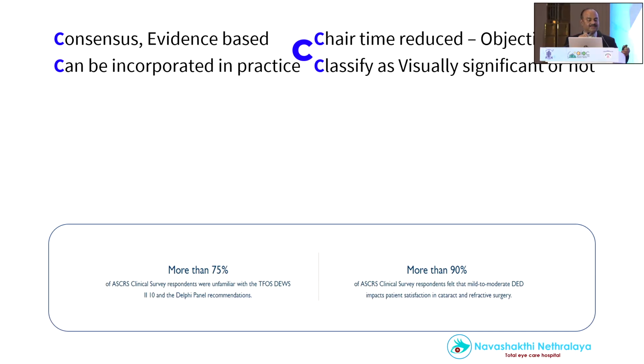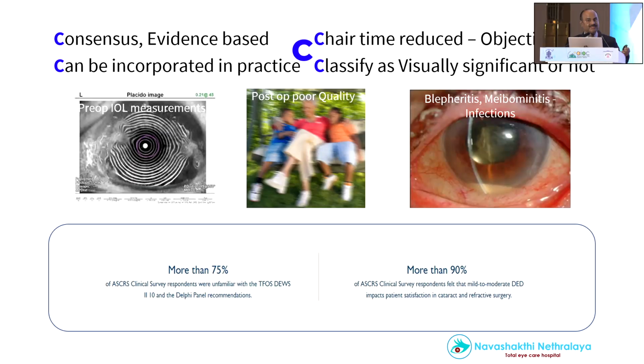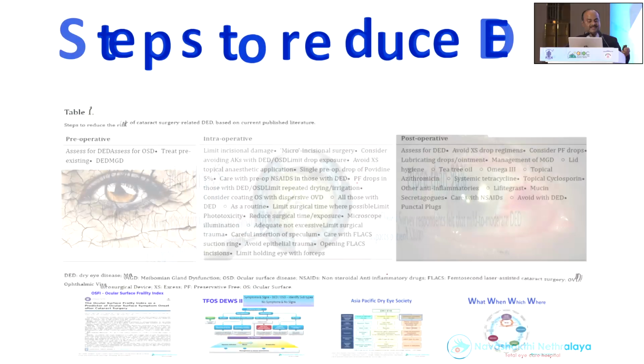Now, any algorithm should be consensus based, it can be incorporated easily into practice, reduce the chair time of the surgeon, and most importantly, in this case, we should be able to classify it as visually significant or not. We would have done an exceptionally good surgery, but thanks to the dry eye, our IOL power would have gone erratic because of the changed keratometer reading. Even if you put a top-of-the-line IOL, because of dry eye, he'll have poor quality, and there is a higher chance of infection in these cases.